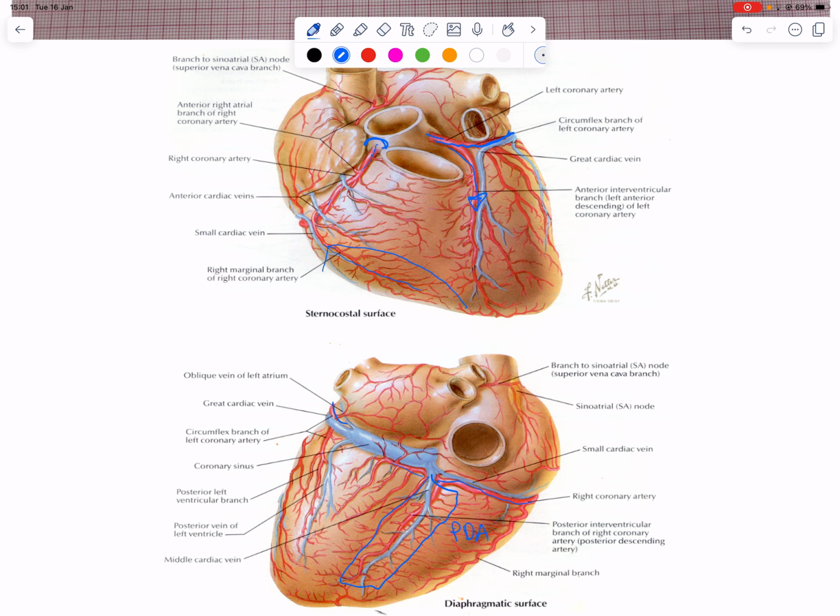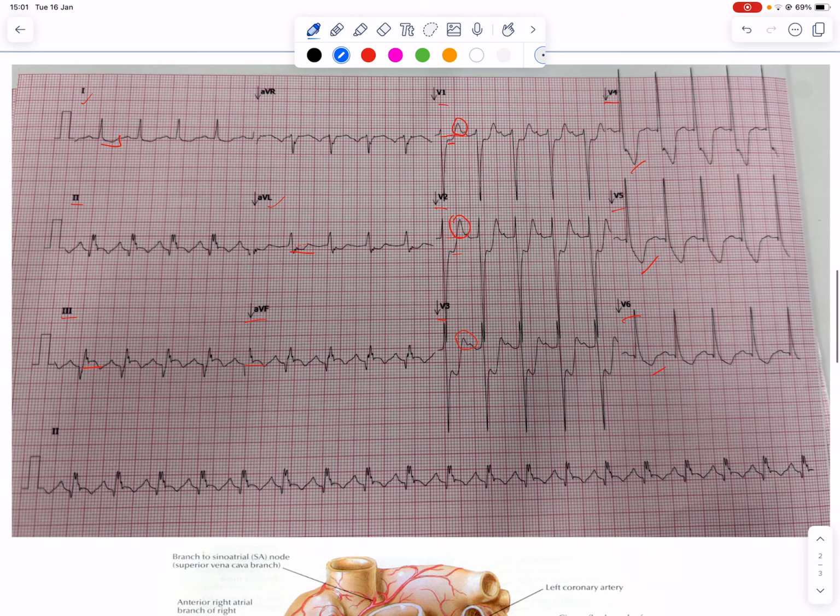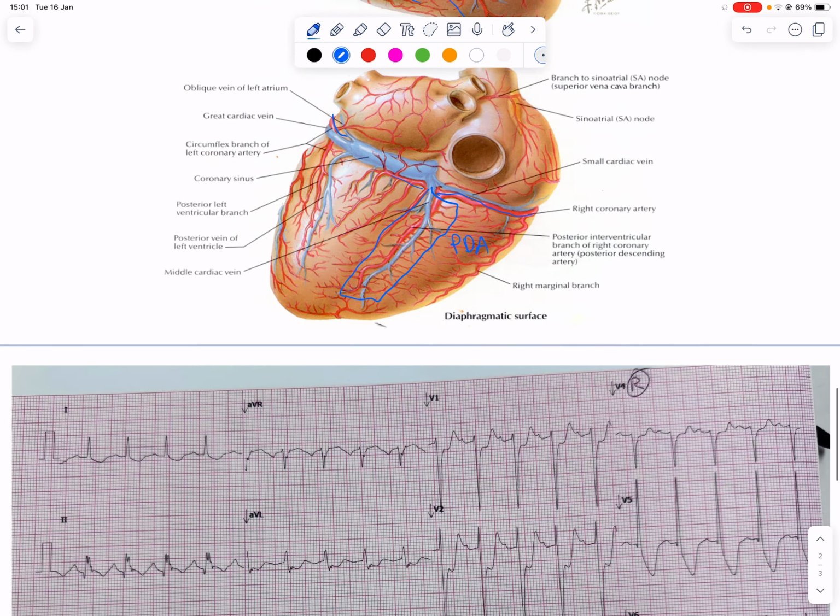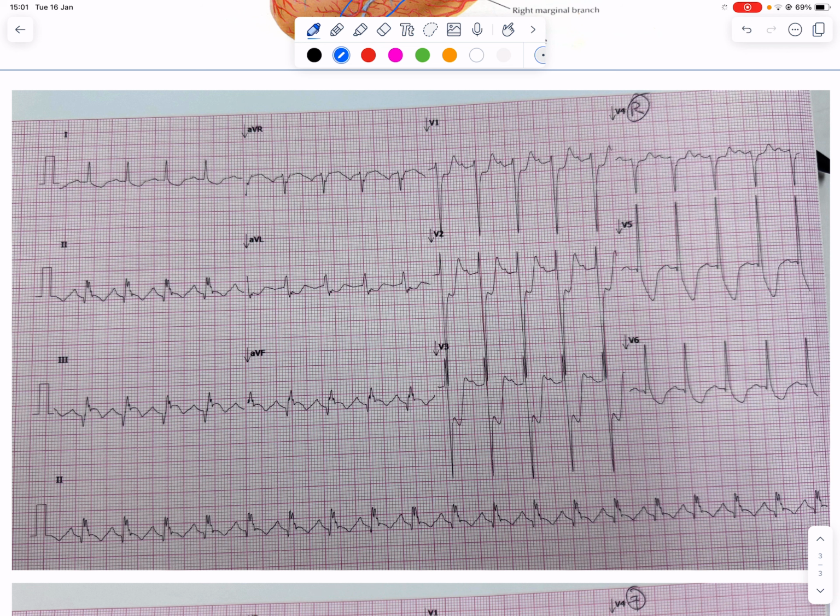So the take-home point from this is that if you have an inferior STEMI, the important thing to do is you need to look directly at your right ventricle as well as your posterior portion of the heart. So how do we do that? We need to do something called a V4R. That means you move that fourth sticker electrode from the left side of the chest, which would be in the midclavicular line in the fifth intercostal space, to the midclavicular line in the fifth intercostal space on the right hand side. So basically from the left to the right, and then we get something called a V4R, right?